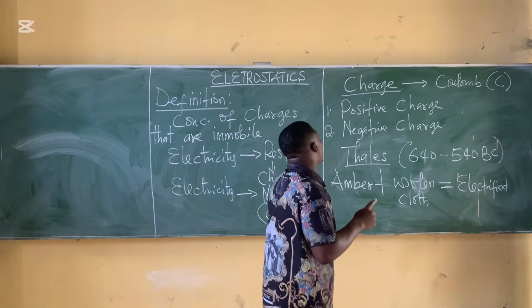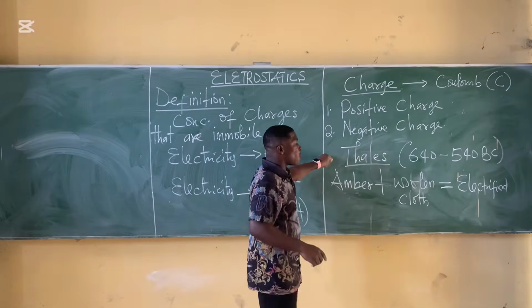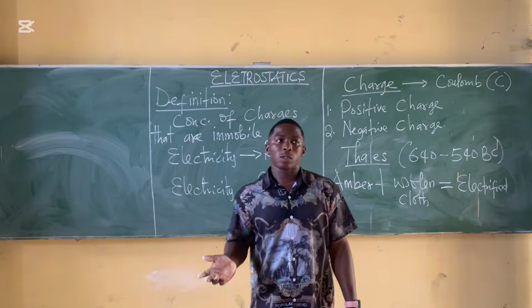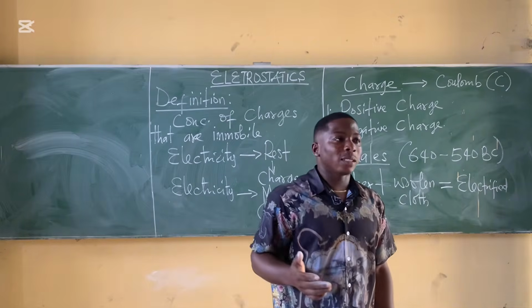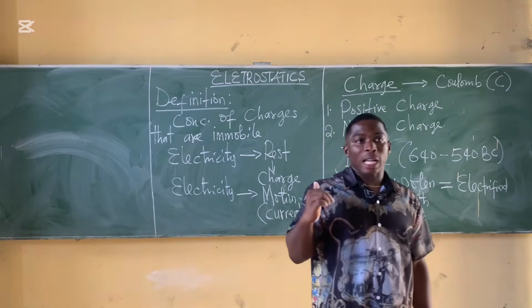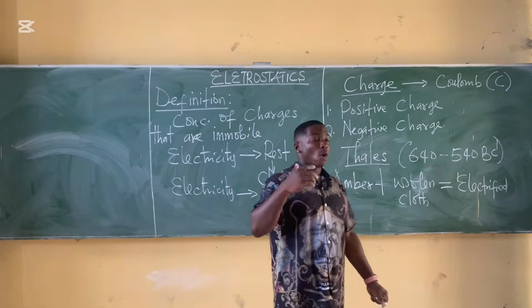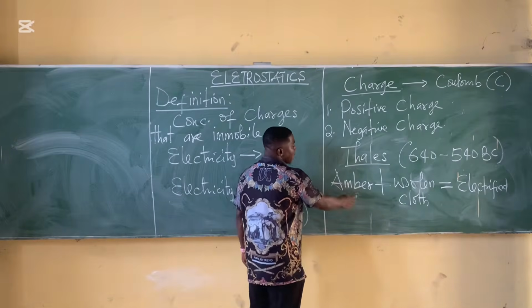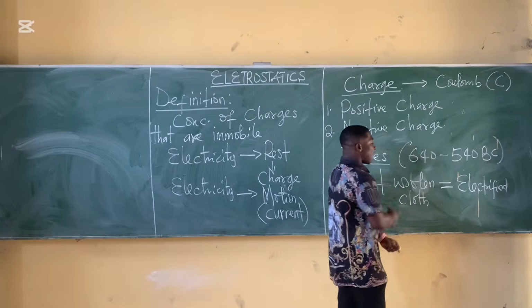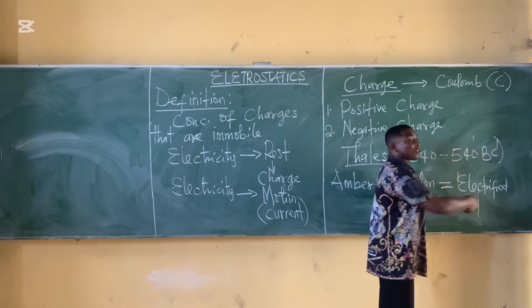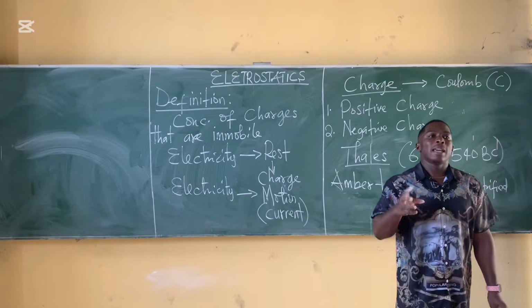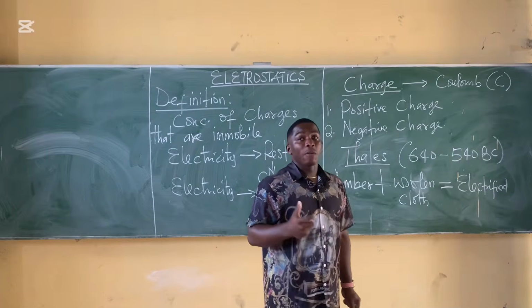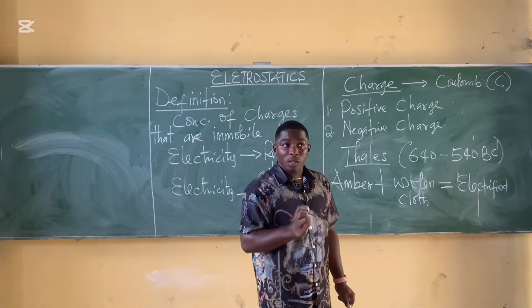So the phenomenon of electrostatics was first observed by who? Thales. Although nobody's asking you this one in your test or your exams, it's good you understand who discovered electrostatics. Where did it originate from? Thales discovered electrostatics by rubbing amber against a woolen cloth, and he said amber became what? Electrified. It absorbed electrons. Are we following? Is there any question from this?